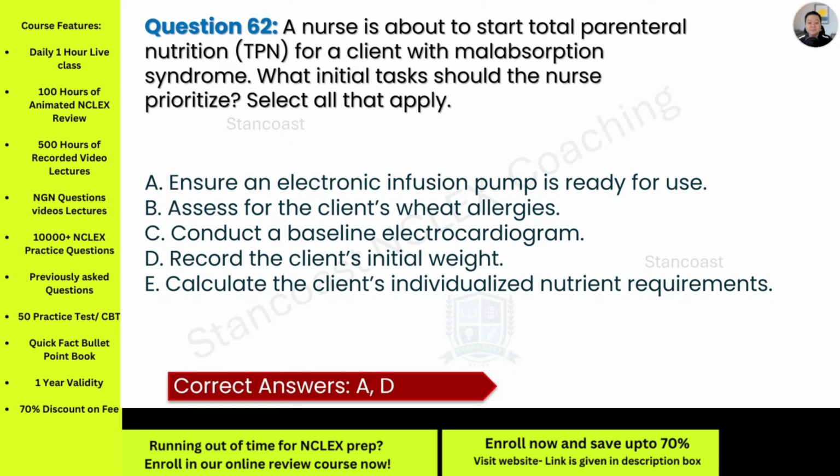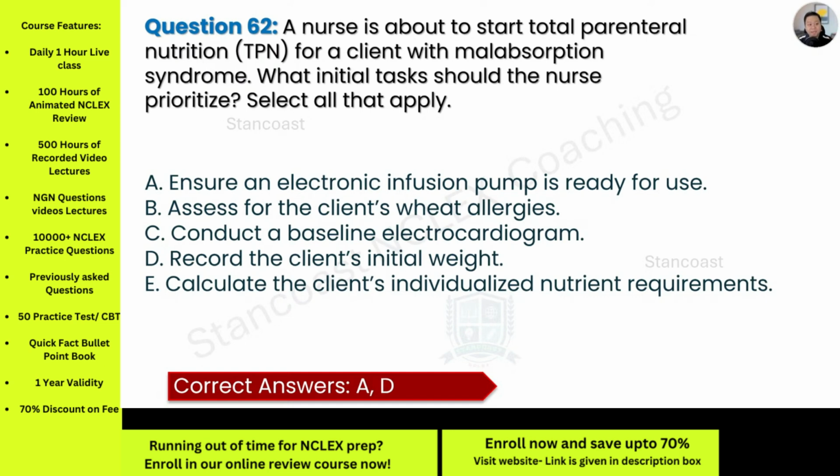Letter A, there should be an infusion or IV pump available because this is a critical device in the administration of TPN. It will help deliver the nutrition at a precise rate. It will also prevent fluid or nutrient overload. Letter D, recording the client's initial weight. This is essential for monitoring the effectiveness of the TPN therapy.